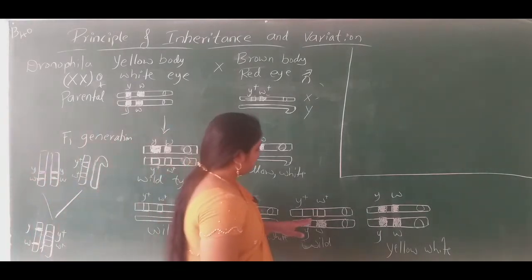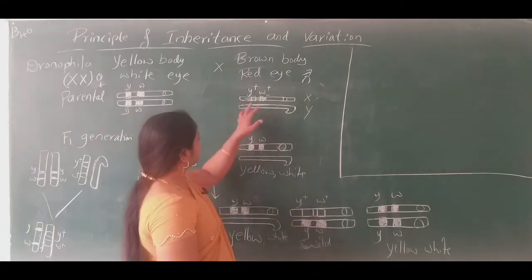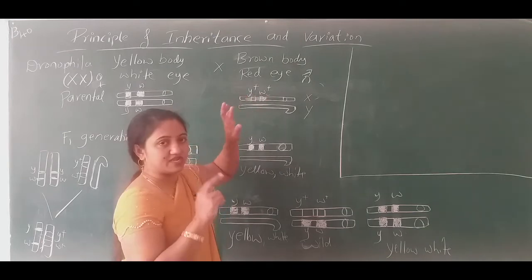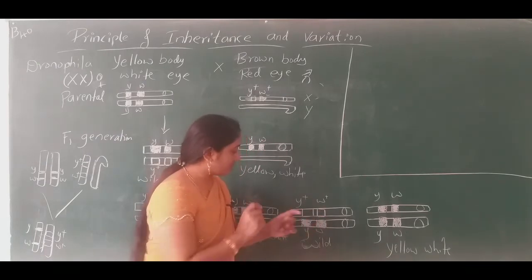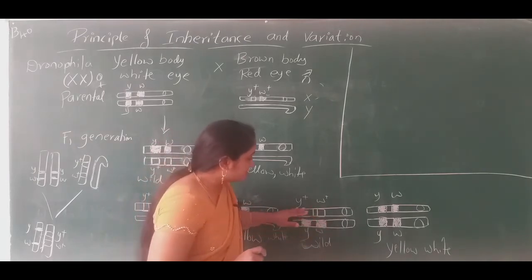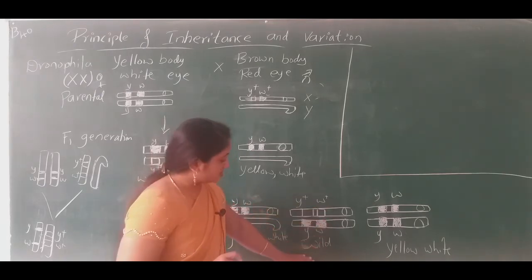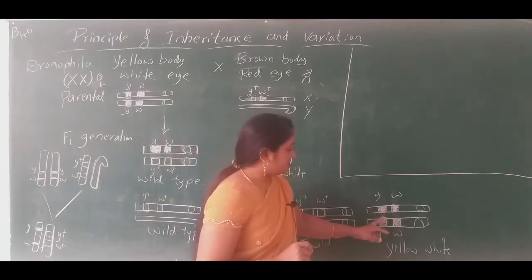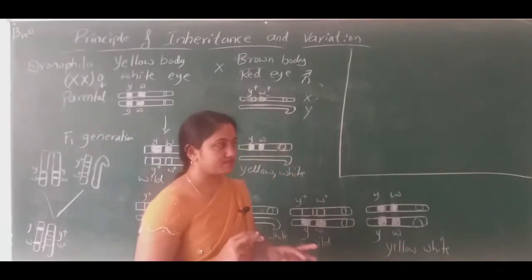On one more side, we have written like this. Only for your convenience I have drawn it here: if the box is empty, consider that it is the dominant gene. Here I have not shaded this. It means that this chromosome having these two genes is dominant. Because of that, we have to write the phenotype as wild. And on this side, both chromosomes carry the recessive genes, so yellow and white.